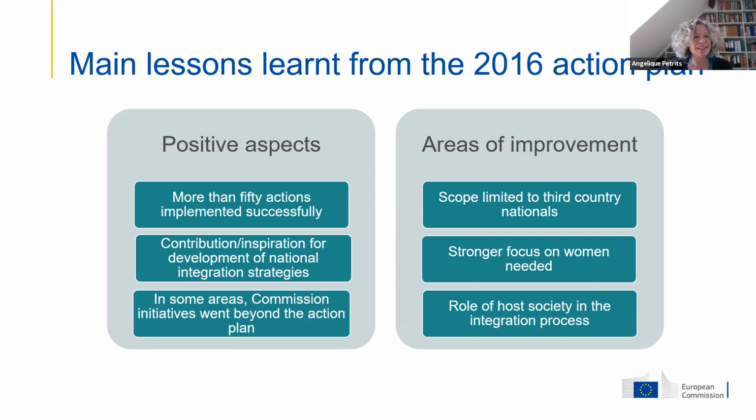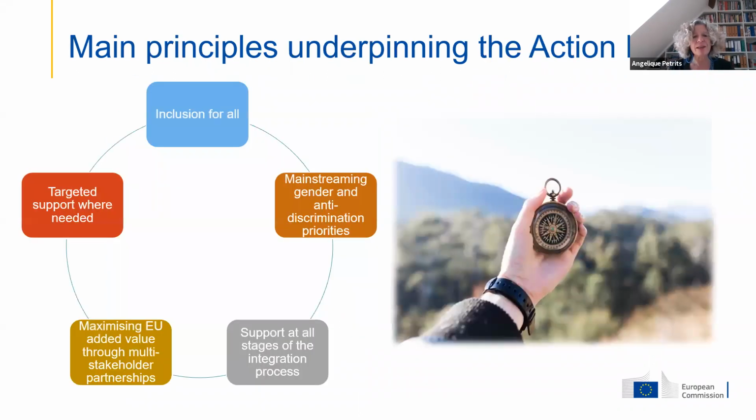So the next, please. Which are the main principles underpinning the action plan? It's again inclusion for all, mainstreaming gender and anti-discrimination priorities, support at all stages of the integration process. Integration should start early, but it can go over generations. Some people say it never ends. I don't want to be that pessimistic.